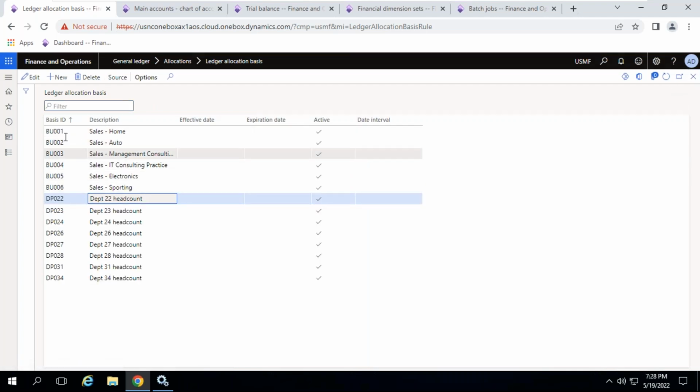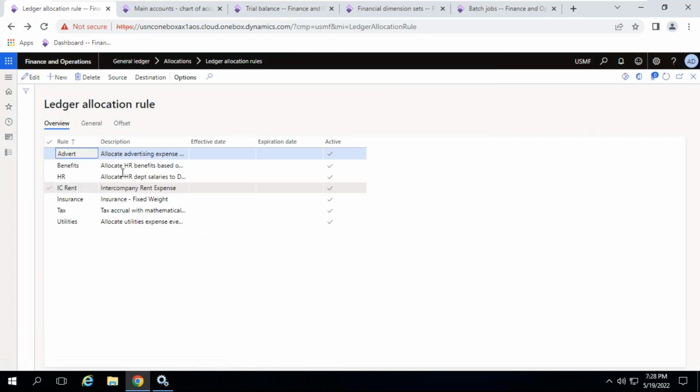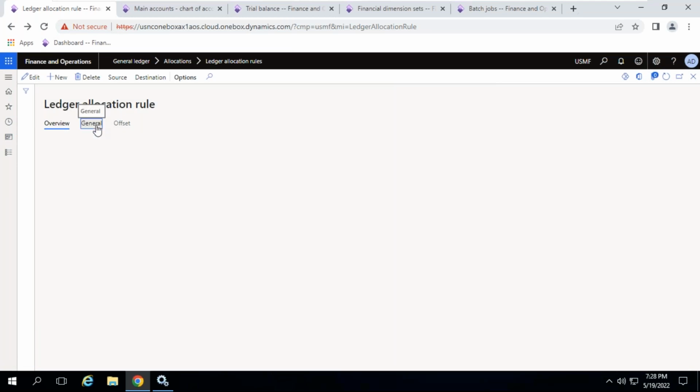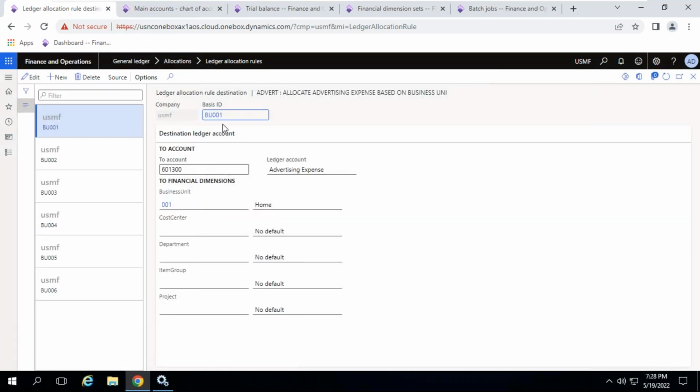So whenever you are using this, I will show you once again on Monday. In the ledger allocation rules, if it is the basis method, then in the destination the sources keep on changing. If it is equally, we don't enter anything for the source. If it is fixed weight, we enter a weight. If it is fixed percentage, we enter the fixed percentage. Now, if it is the basis method, it keeps on changing.